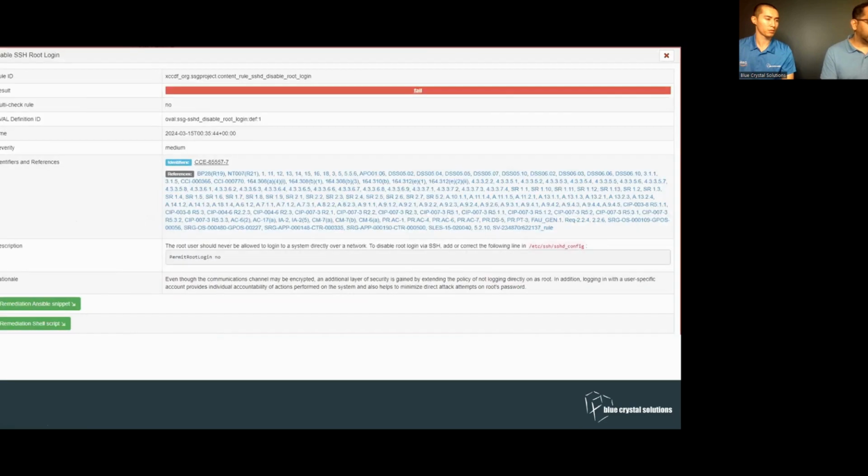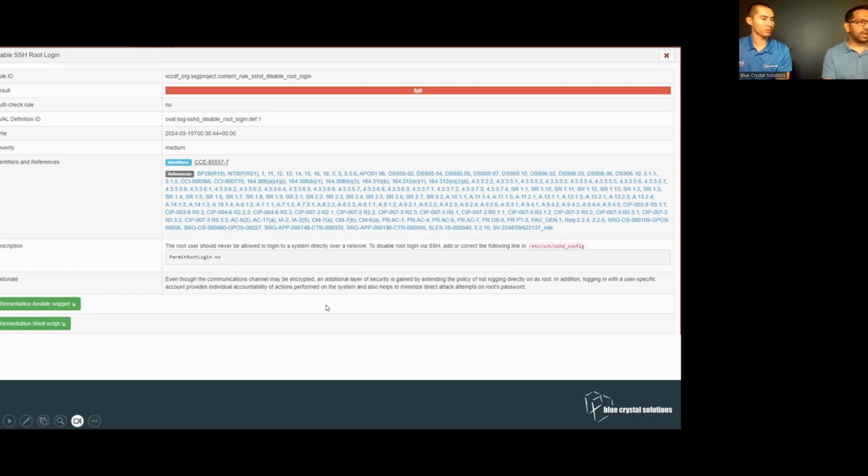For example, over here, I've gone into the check to disable SSH root login on the server. If you see the rationale, it tells you why that is important. It tells you what it's looking for on the server to be compliant, and it also gives you an Ansible automation script as well as a bash script. So if you want to just plug certain scripts into your main script, you can do it from OpenSCAP as well. It actually provides you with the code.